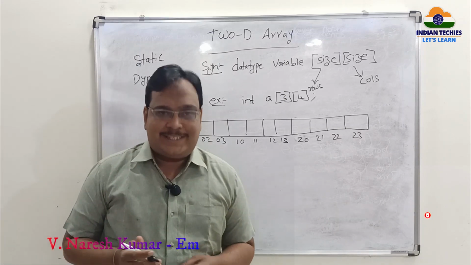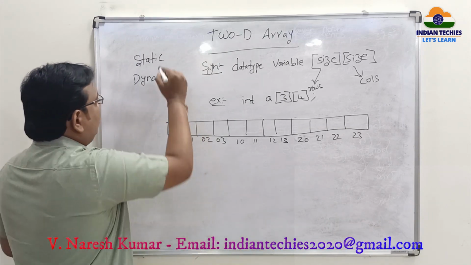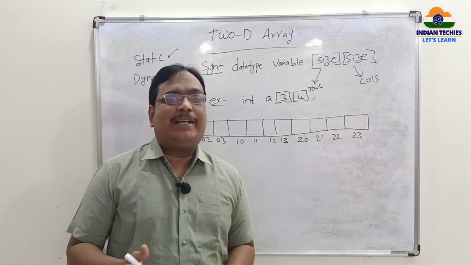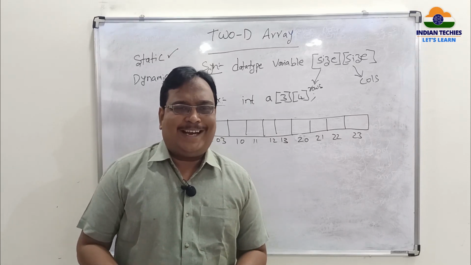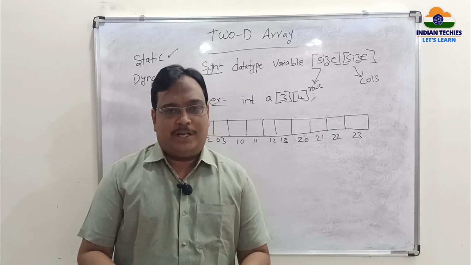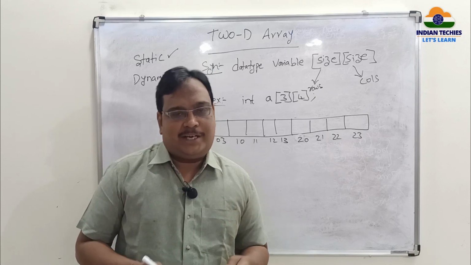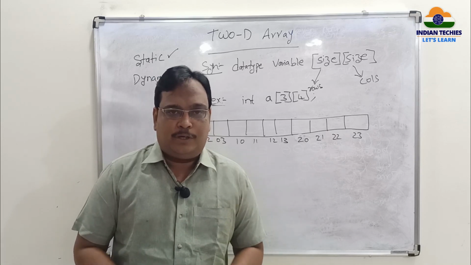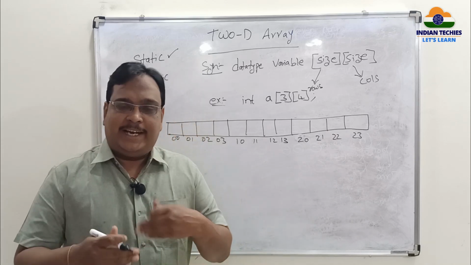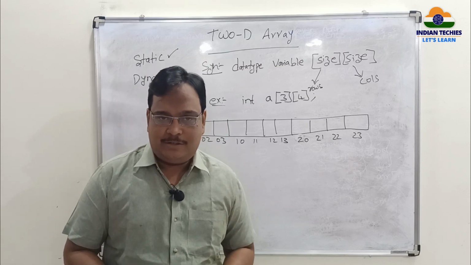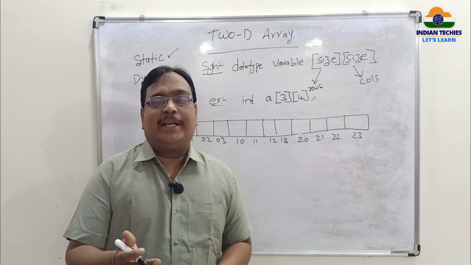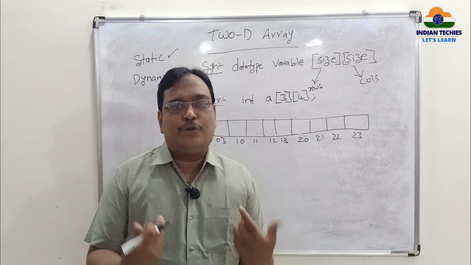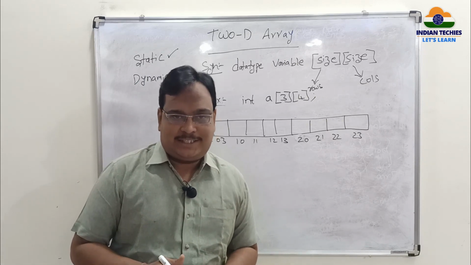So, what do you mean by static input? A static input is given at the time of writing the program only. It means you are assigning the values to a two-dimensional array at the time of writing the program, before the execution of the program, the values are fixed. Later, due to the logic, you may change the values, but initialization is done before the execution of the program. That is called a static input.